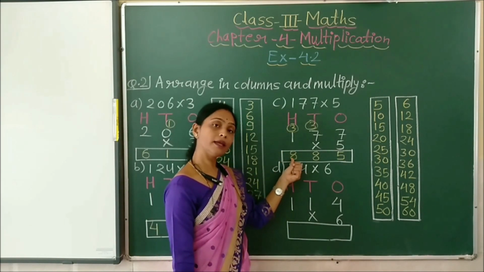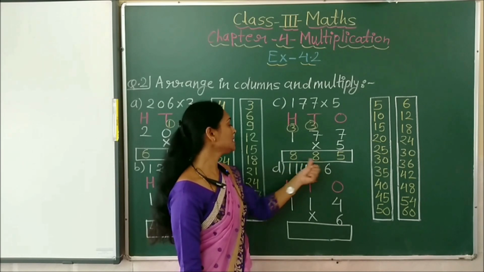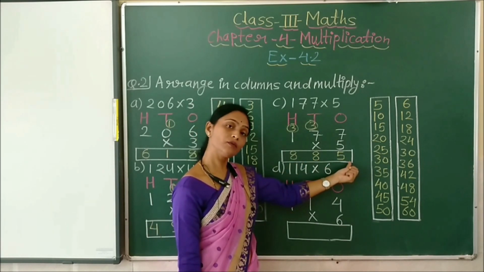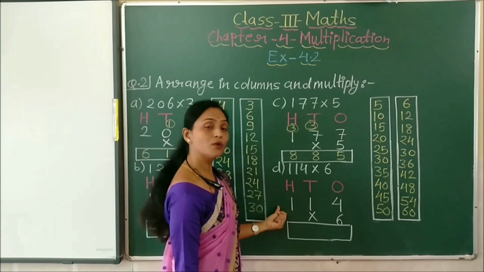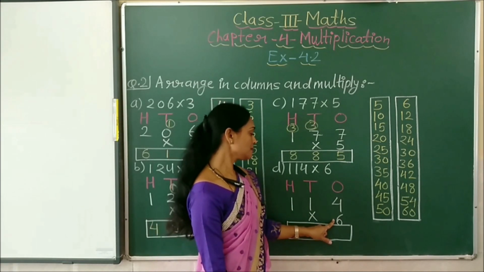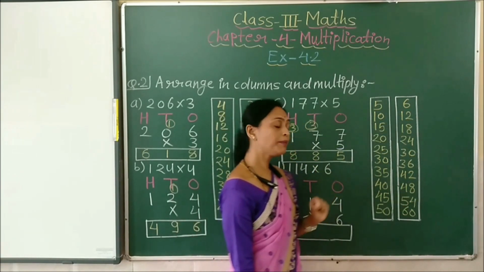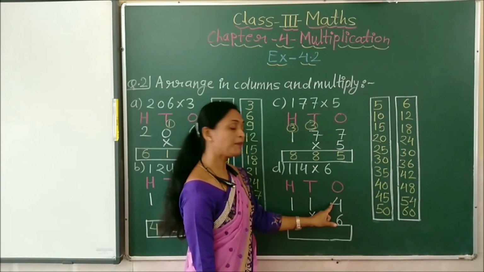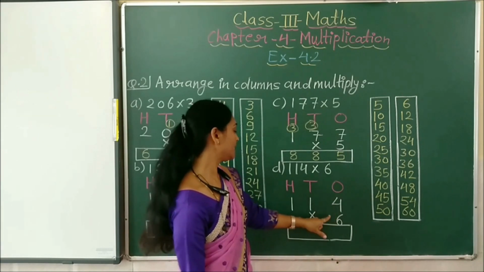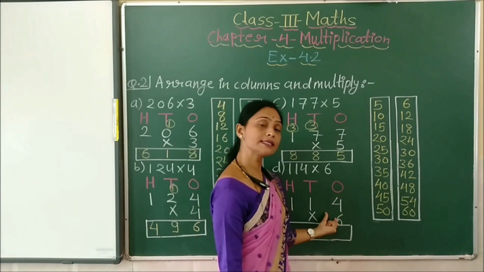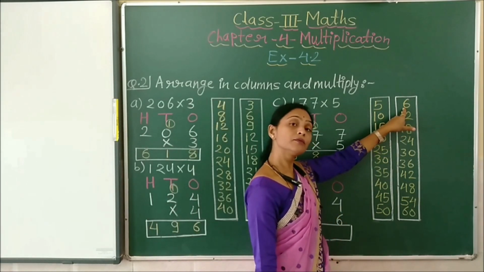I have written here 8. Now which number we got? See, 885. Now we will solve this fourth one also. Here this 6 is there. So we have to see this 6 table. Now 6 we have to multiply with 4 first. So we will read the 6th table. How many times? 4 times.